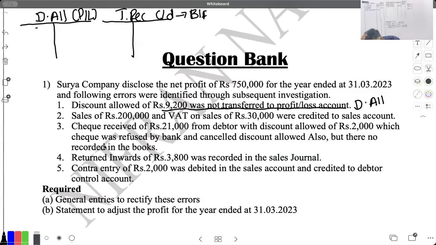Sales 200,000 and VAT on sales 30,000 were credited to the sales account. There you go. Sales is basically 200,000. VAT on sales is 30,000. Both are credited to the sales account.